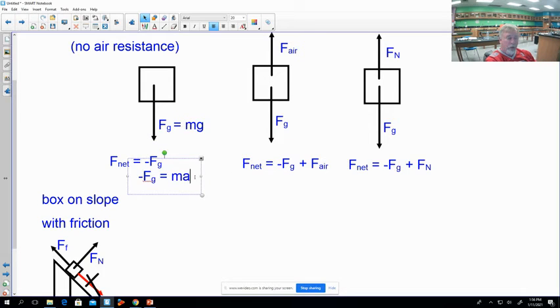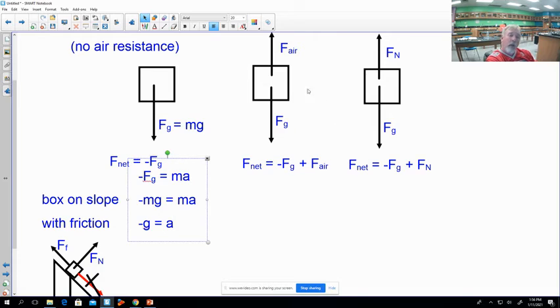So I can write underneath here, negative mg equals ma, which then tells us what? Negative g equals a. The force of gravity is the only force here, so that makes it real simple.